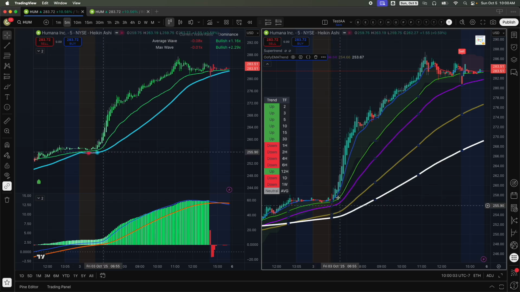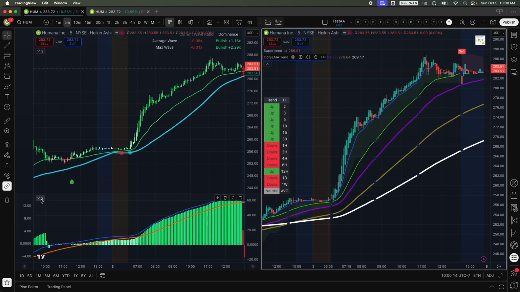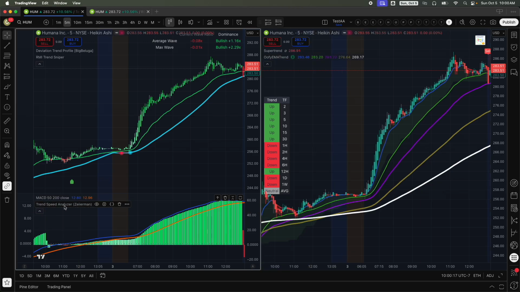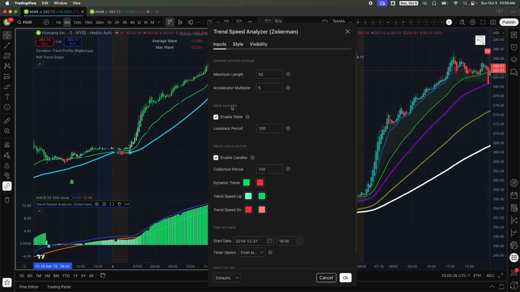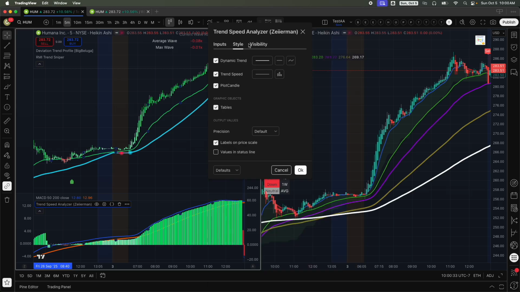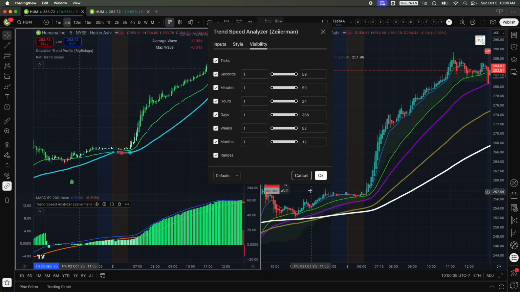And beyond that, I wanted to apply a few other indicators. So I use MACD as a very normal indicator to help. Along with that, I use this trend speed analyzer by this guy actually. If you want to use this one, this is my setup. You can take a screenshot. I use 50 and 5, and the look back period is 100, and these are my current settings. Visibility I have not changed anything.